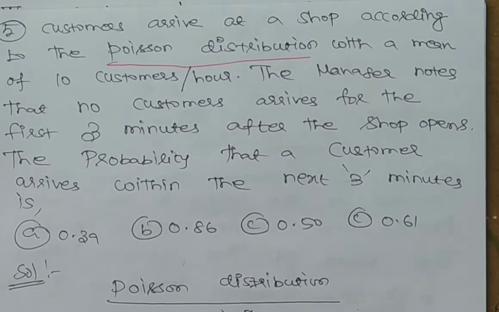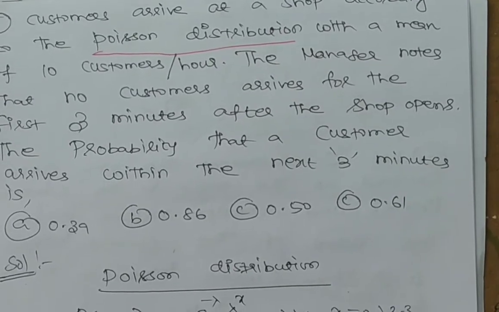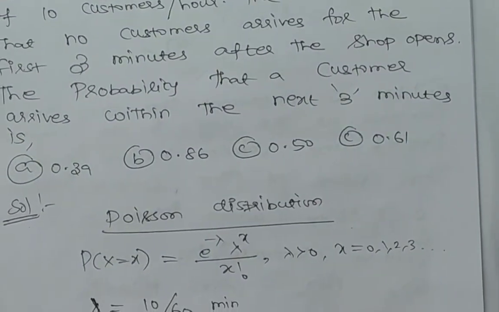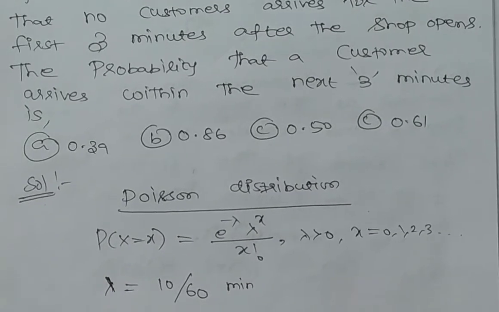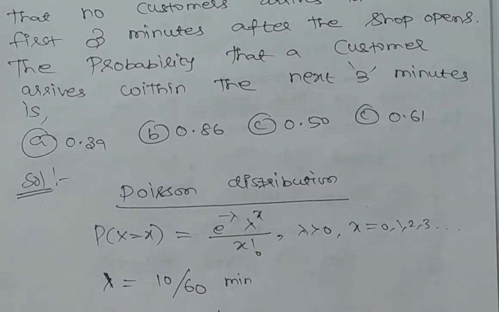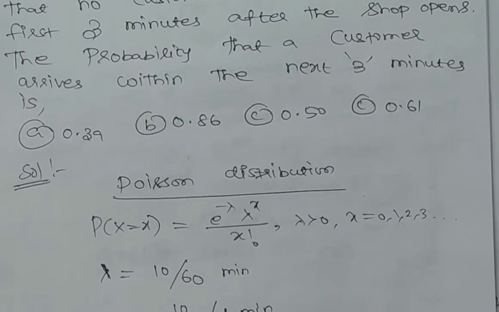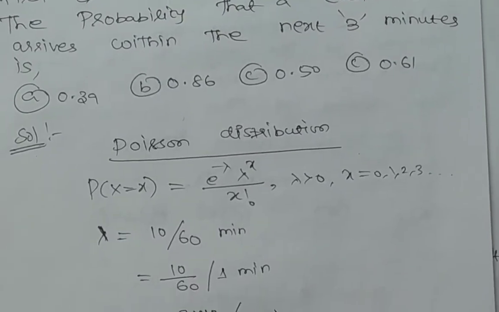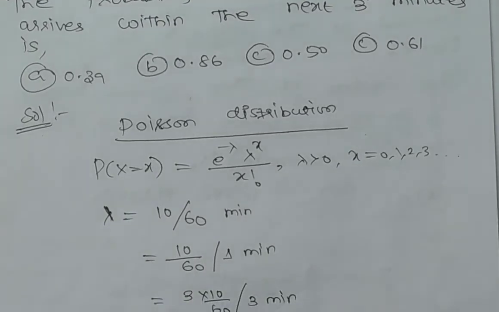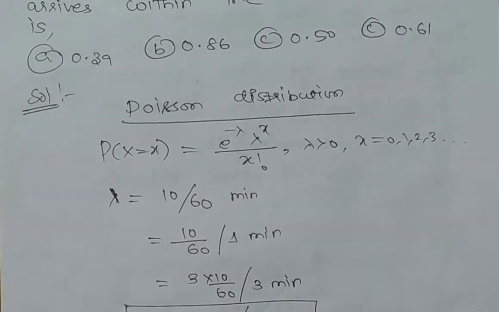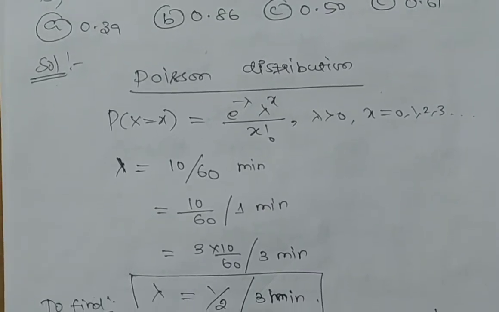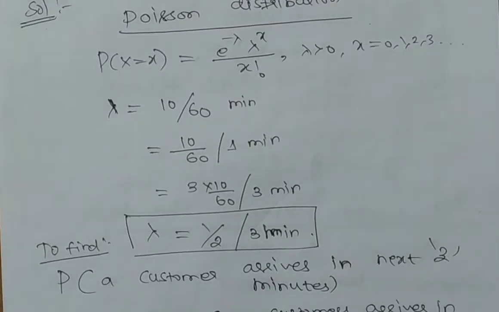Actually, in this problem Poisson distribution is mentioned. Poisson distribution is a discrete distribution. The formula is P of x equal to e power minus lambda, lambda power x by x factorial. The lambda should be positive. X varies from 0, 1 to 3. But here lambda is 10 customers per hour, so this can be written as 10 by 60 for 1 minute. The manager notes that no customer arrives for the first 3 minutes, so 3 into 10 by 60 for 3 minutes. The lambda equal to 1 by 2.